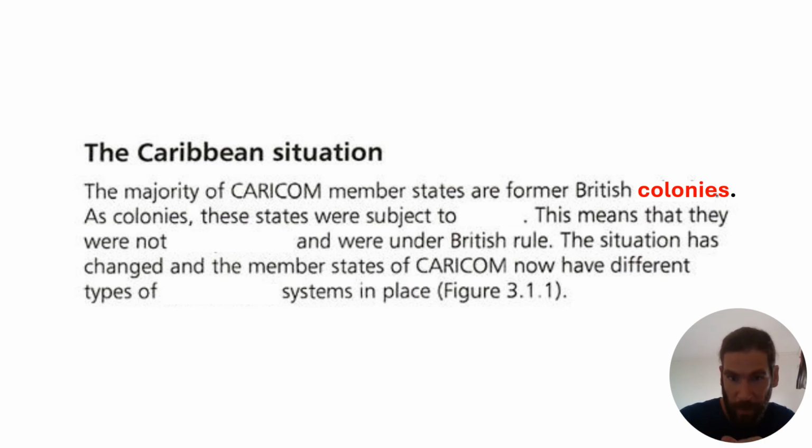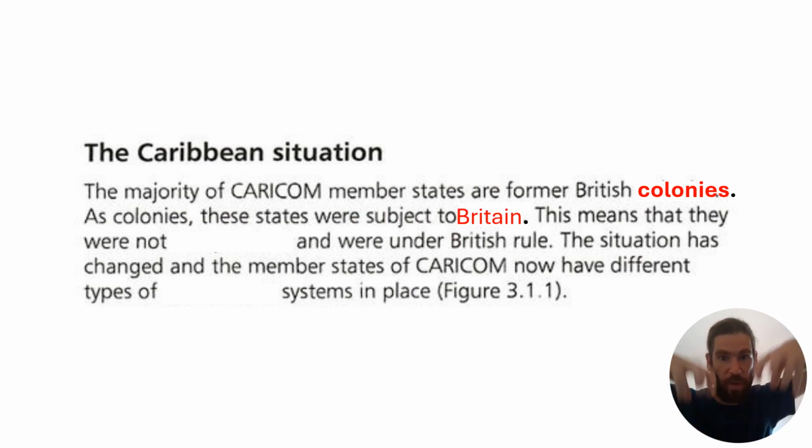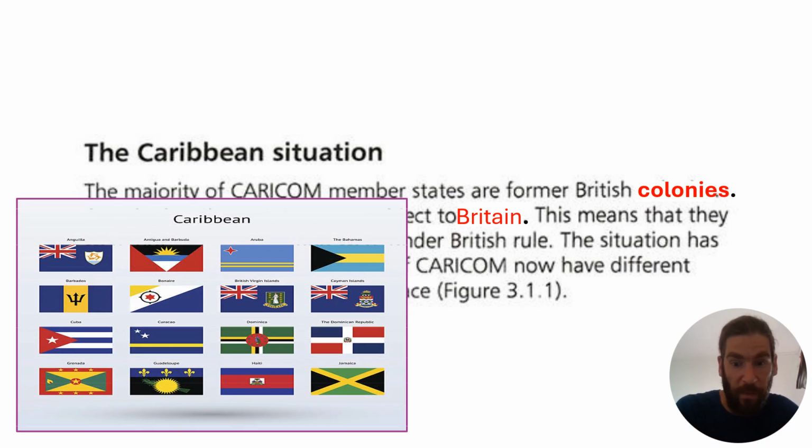For instance, Britain, but also France, but also Denmark, and also, of course, the Netherlands. They had colonies in the Caribbean. And as colonies, these states were subject, in Dutch, onderworpen. They were under the control of Britain.